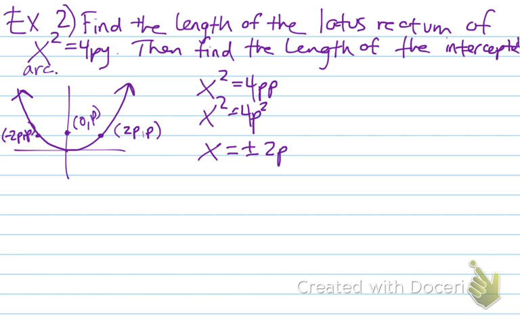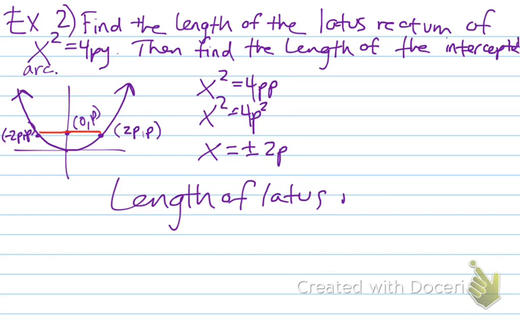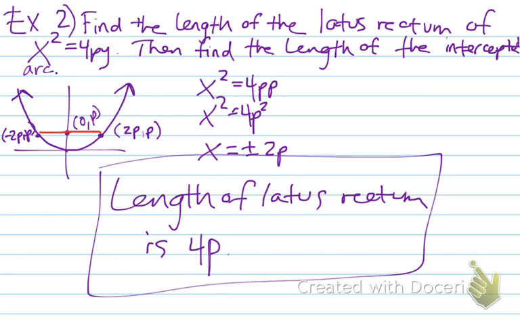All right, good. So if you look at the length of this line, the length of the latus rectum, it's 2p one way and 2p the other way. So if you add 2p plus 2p, you get 4p. So the length of the latus rectum is 4p. So that's the first half. It said to find the length of the latus rectum, and we concluded that it was 4p.